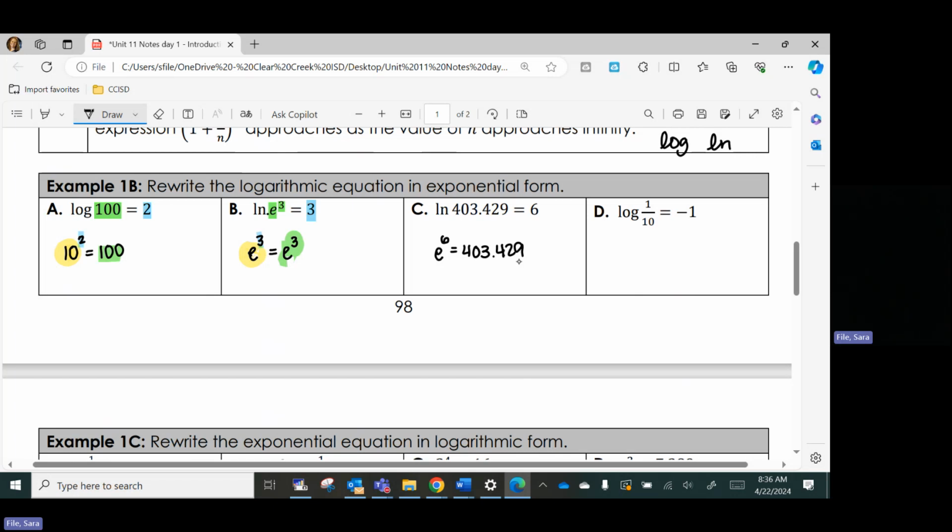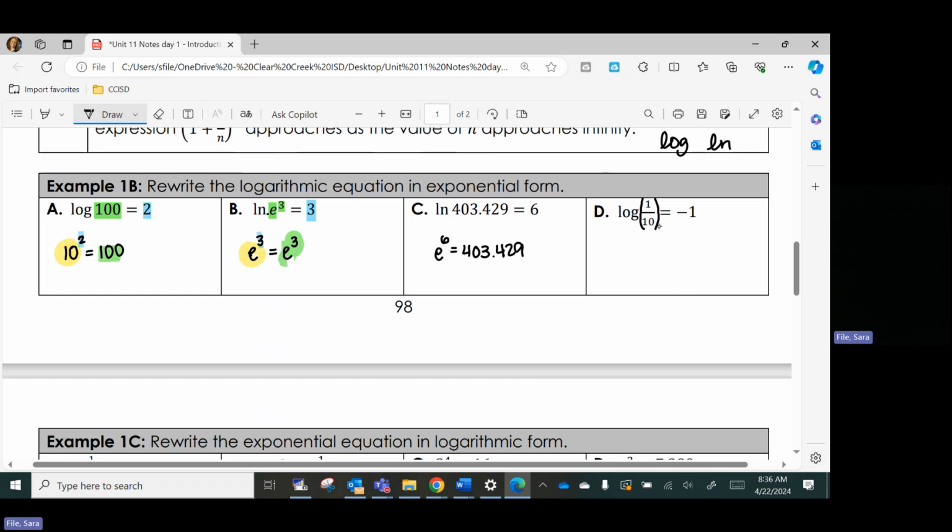Okay, in D, there is no base. It is a fraction as the argument. And some people are like, looks like that 10 is the base. Well, yes, this actually is a base 10, but not because of this denominator 10. Okay, this is log of 1/10. You can put parentheses around what you're taking the log of if that helps clarify.